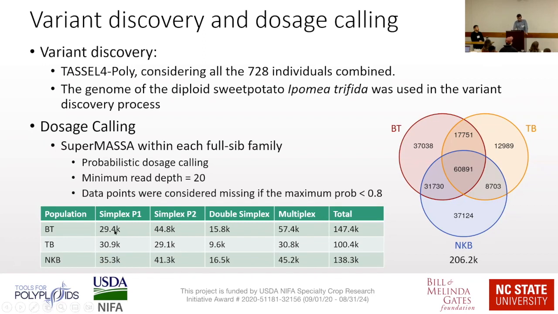And here we have the three populations, and the number of markers per class of marker: simplex in parent 1, simplex in parent 2, double simplex, and multiplex markers. And this is the total number for each one of the populations. As you can see here, you have a connection between these markers. You have 60K markers that are shared among these three populations, and some markers shared between pairs of populations, and some unique markers that are present only in that population.